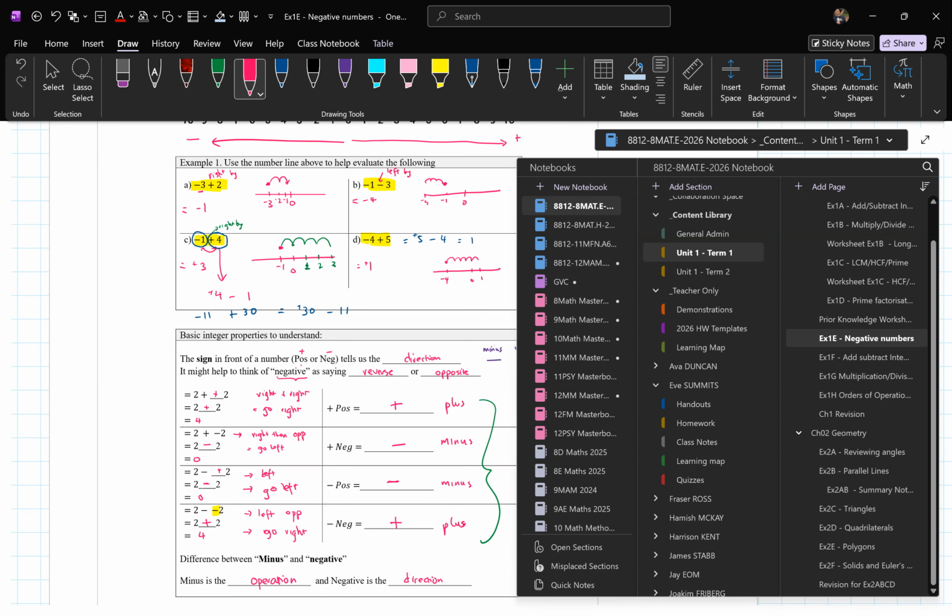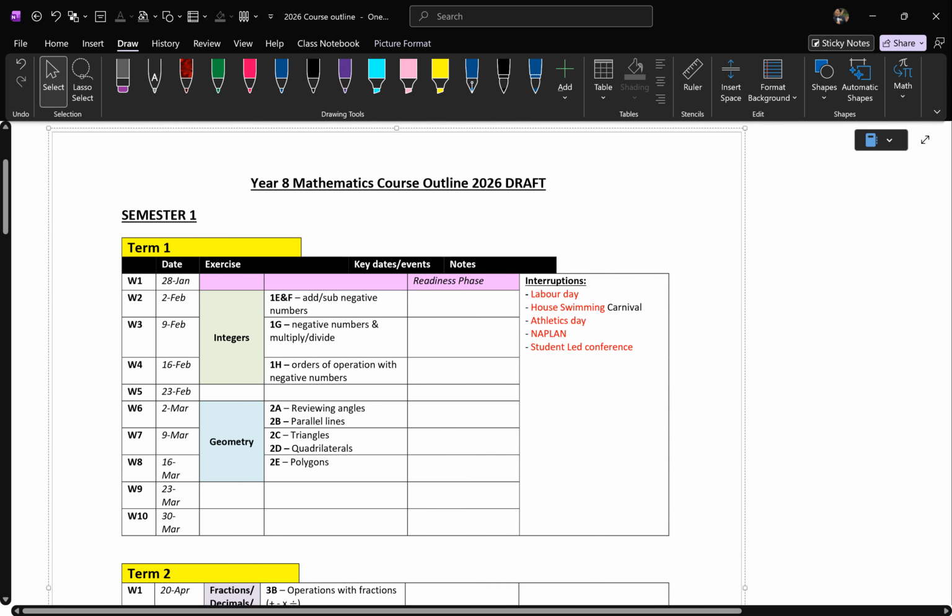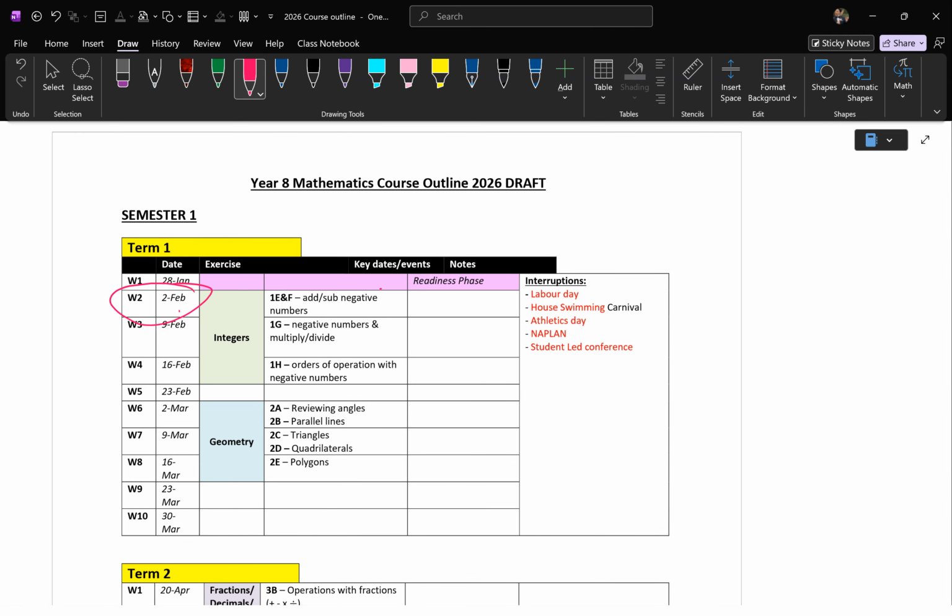Now remember the sheet I gave to you last week. You should have this course outline, so it tells you what you do per week. So we're in week 2, and we're doing exercise E and F, but because we lost the session, it's going to move on to next week.